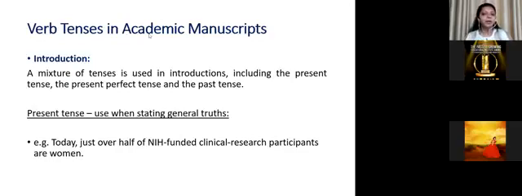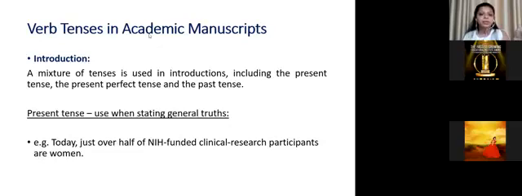You can use present tense, you can also use present perfect and even past tense. Now let's see. Present tense, you can specifically use when you are stating general truths regarding your topic.